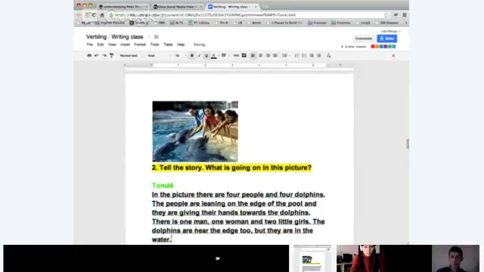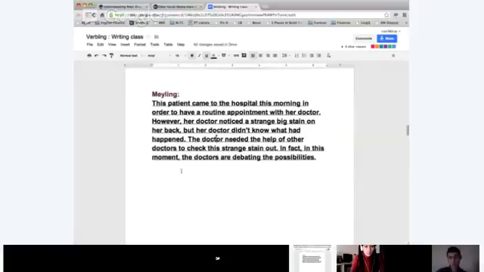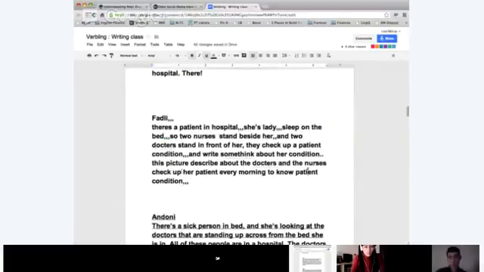Okay, great. I'm reading, teacher. Okay, number 1. Okay, go ahead. There's a patient in hospital. This lady sleep on the bed. So 2 nurses stand beside her and 2 doctors stand in front of her. They check up a patient condition and write something about her condition. This picture describes about the doctors and the nurses check up her patient every morning to know patient condition.